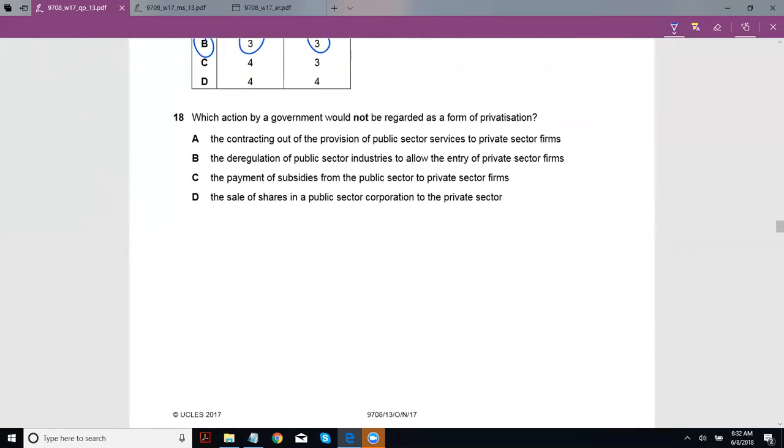Which action by a government would not be regarded as a form of privatization? So basically moving from the public sector to the private sector, the contracting out of the provision of public sector services to private sector firms.